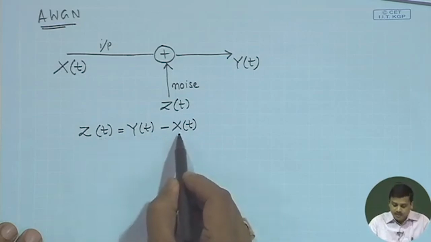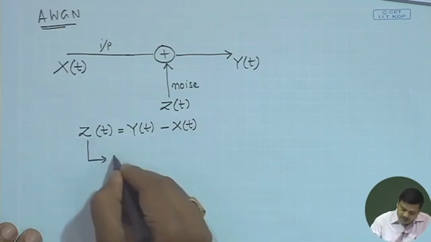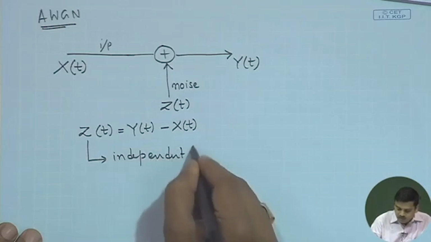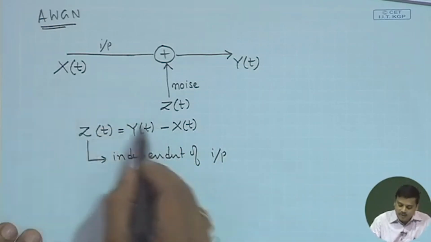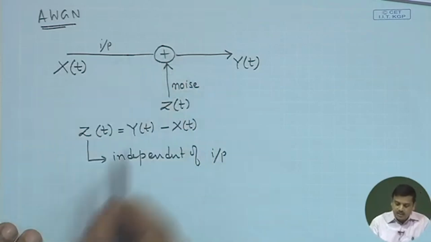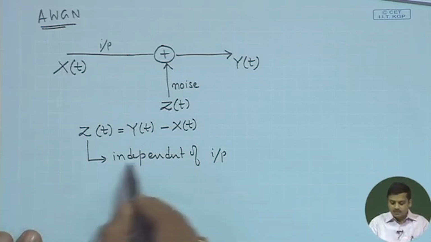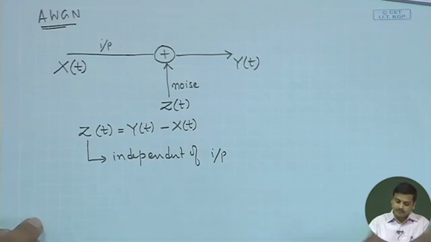So, that means you could determine the effect of the amount of noise if you know x of t. But what is additionally said is that z is independent of the input. It does not depend on the input. So, even though there is the additivity property, it is not tied to the input directly. This independence makes the system very interesting for study.